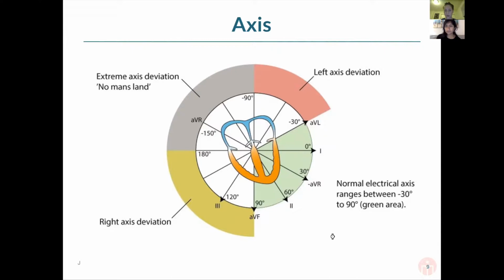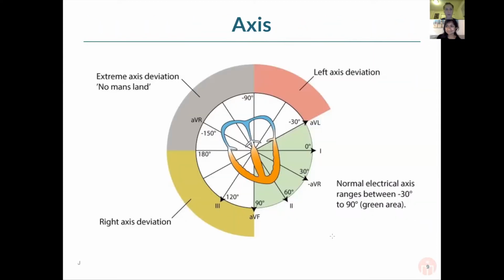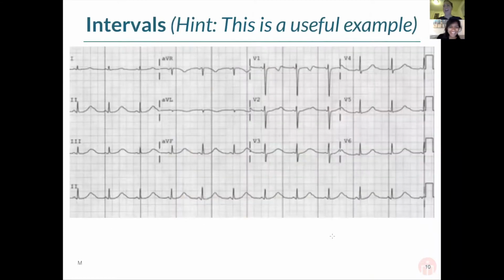But let's take a look at an EKG because that'll actually make it a little bit more sense. But I think we're first going to talk about intervals, and then we'll get to axis on the EKG. But really briefly here, this is what I'm talking about: lead 1 and lead AVF, positive QRS, it's a normal axis. Okay, go ahead, Sana.